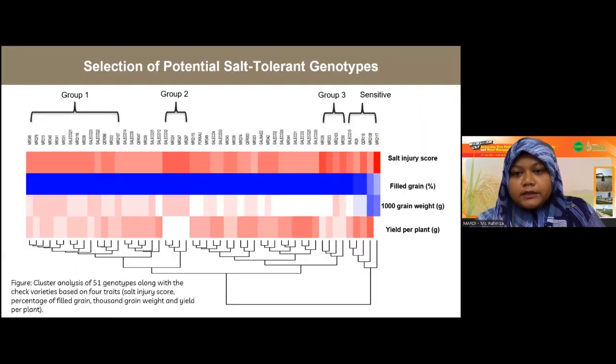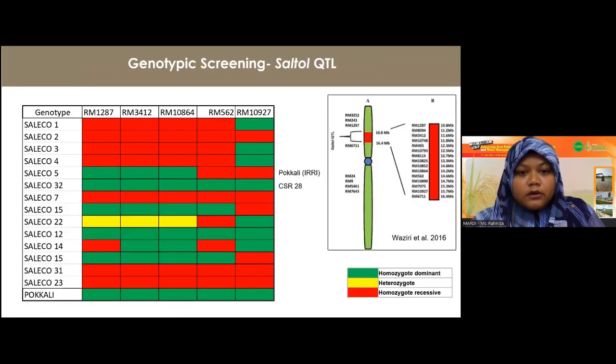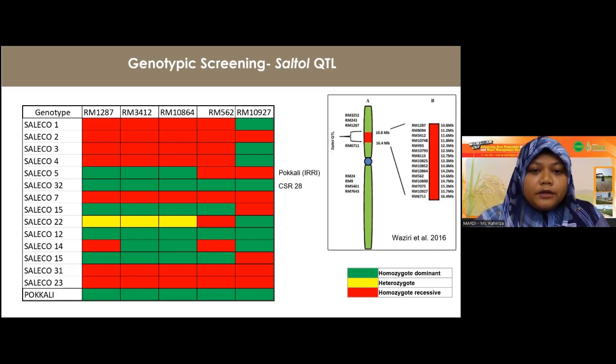So we did a cluster analysis. So we found about three groups that have the potential, especially in terms of yield per plant, that we can further evaluate in our field. Okay, so for genotypic screening, we screen only the AsenRasNet because in our germplasm, in our breeding line, we do not cross with any Saltol donor. So we only screen the AsenRasNet genotypes. So we found that Saltol 32, as I mentioned earlier, CSR 28, carry the QTL region. Okay, next is Saltol 12. But we didn't select this line due to the morphological factors.